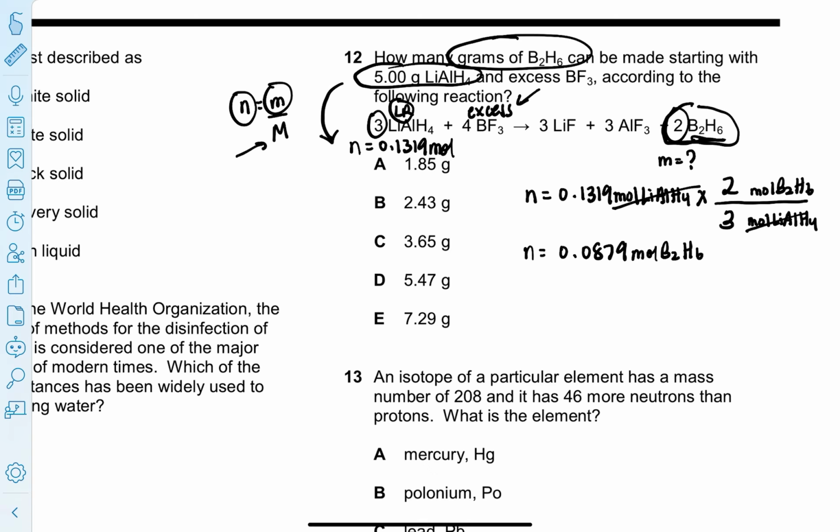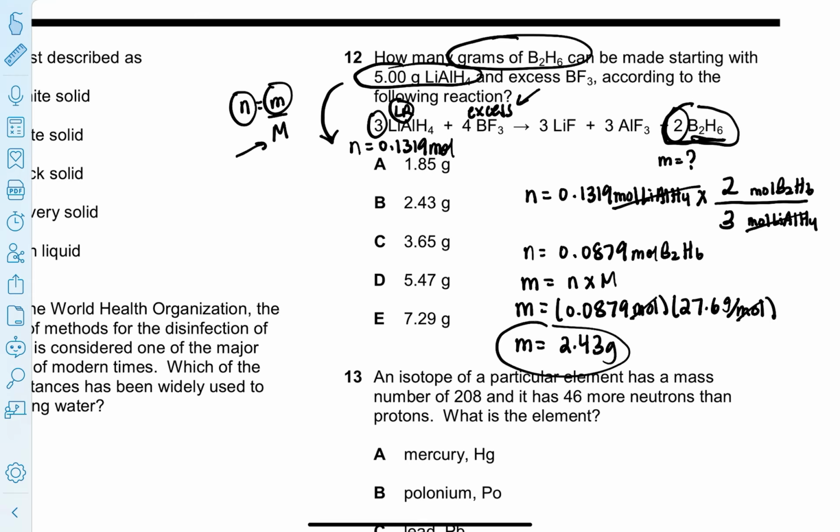Okay, perfect. So now that I have the moles of that, I can rearrange my mole formula to isolate for mass. I know that mass is moles times molar mass. So the mass of the product will be the moles, 0.0879 moles, times its molar mass. I'll use my Avogadro periodic table, and the molar mass of B2H6 is 27.6 grams per mole. In my units, moles will cancel out with moles, leaving my answer in grams, and I will get 2.43 grams. So this is how much product I can make when I have 5 grams of my LiAlH4.